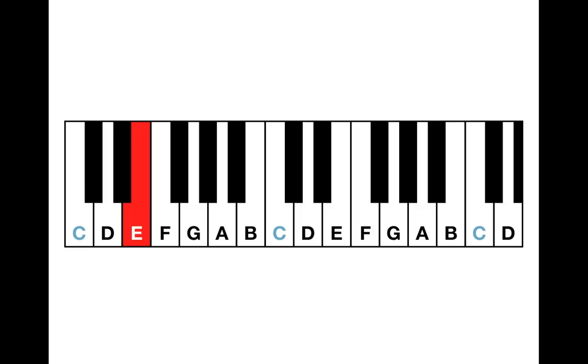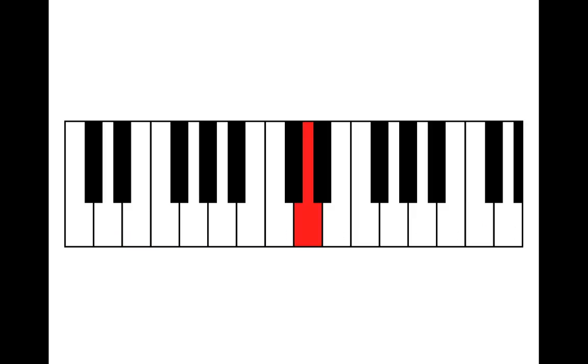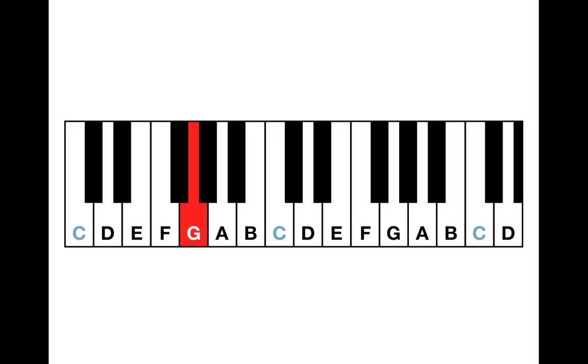If you said E, then you are correct. Remember, you find your two black keys, you go immediately to the left, that's C, work your way over, and the highlighted key is E. Let's try another example. If you said that that key is D, then you are correct. Find your two black keys, you find C. In this case, this key is right next to it, and it is D. Let's try one more. If you said that that key is G, you are correct.